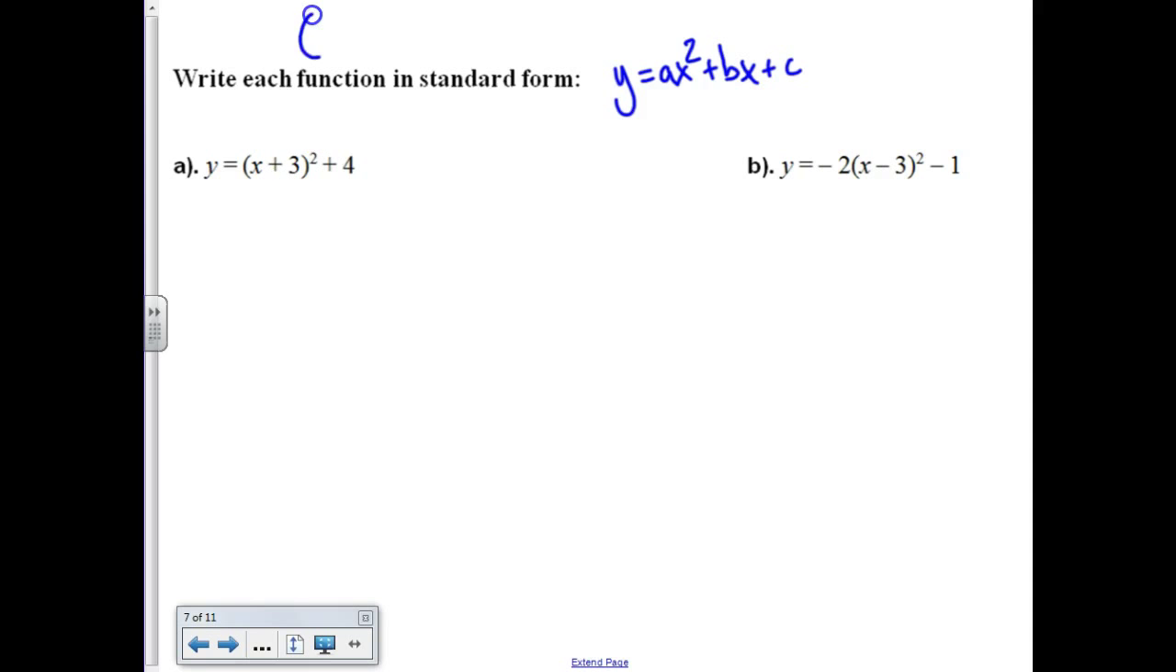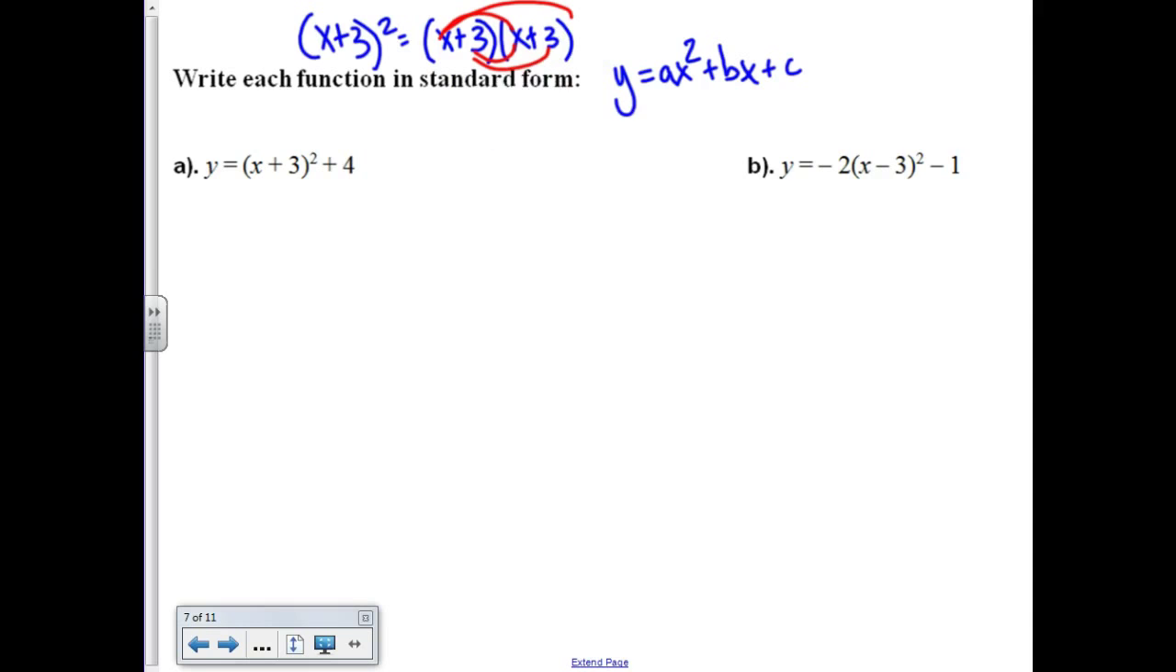I have a lot of kids who tell me x plus 3 squared is x squared plus 9. And that is not correct. Anyone want to tell me what really is happening when you take x plus 3 and square it? You're not just squaring the x and the 3. What you're doing is you're multiplying x plus 3 times another x plus 3. Who remembers what this is called? Distribution, or some of you call it foiling.